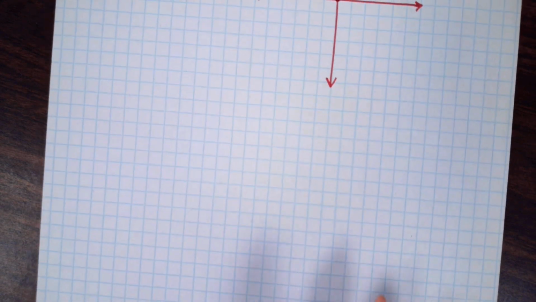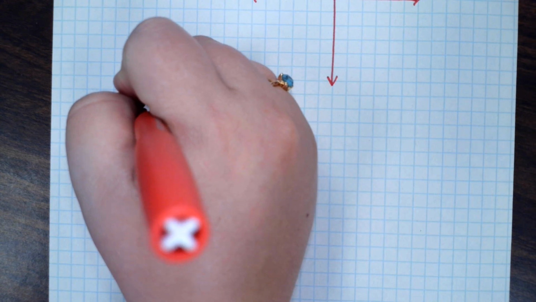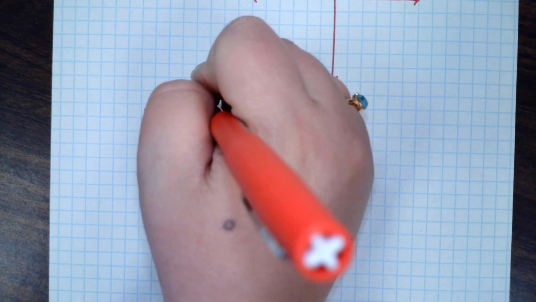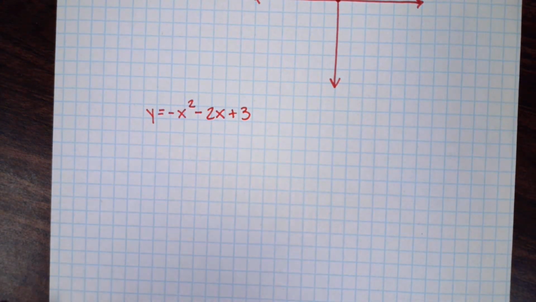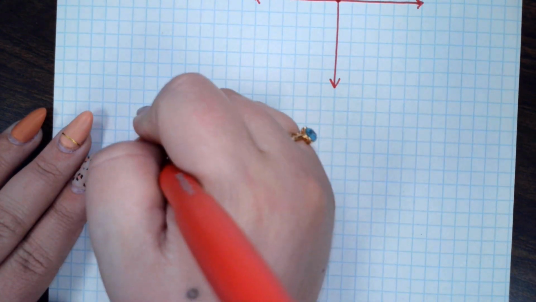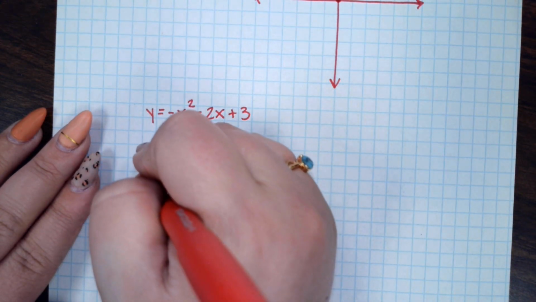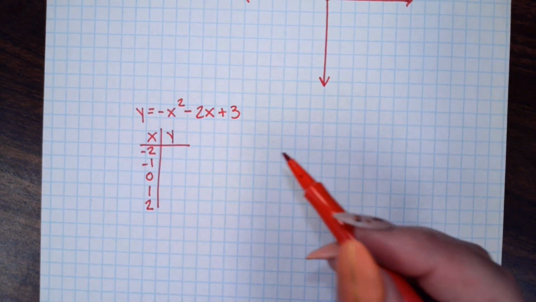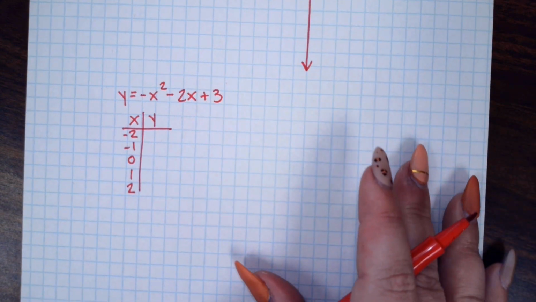And with this one, I'm going to show you some important parts of our graph. So let's try y equals -x squared minus 2x plus 3. Let's make another table of values here. I'm going to use the same x's, so let's say -2, -1, 0, 1, and 2. Now, it's going to take us a little more effort when we plug in our values here, but with some good calculator skills, it won't be too bad.